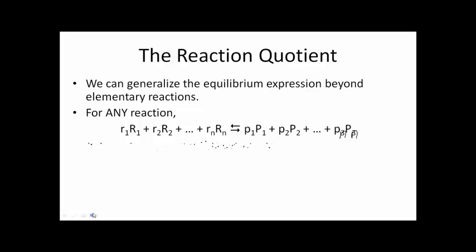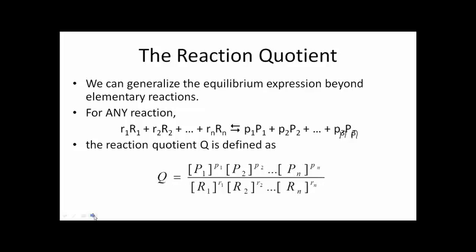The reaction quotient, Q, is defined by this. So it's that same idea of products over reactants. And this Q, this is at any given point in the reaction. We're actually going to use Q to determine what direction the reaction will move. And we'll use Q to determine if we're at equilibrium or not.